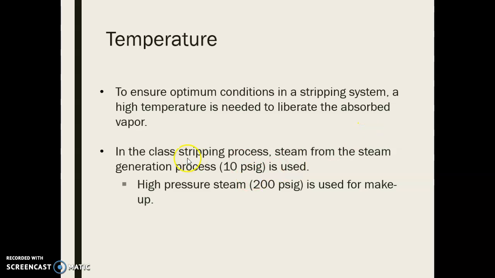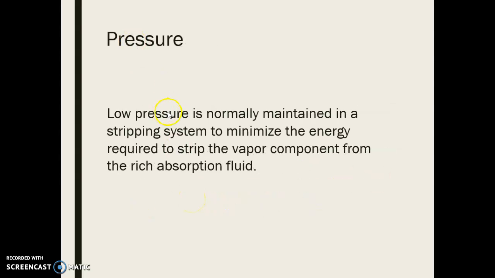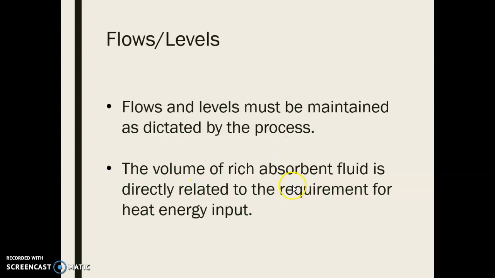In our stripping process, steam from the steam generation process at 10 psig is used. High pressure steam is used for makeup. Low pressure is normally maintained in stripping systems to minimize the energy required to strip the vapor component from the rich absorption fluid. And then flows. Flows and levels must be maintained as dictated by the process. The volume of a rich absorbent fluid is directly related to the requirement for the heat energy input. It's important to note that.